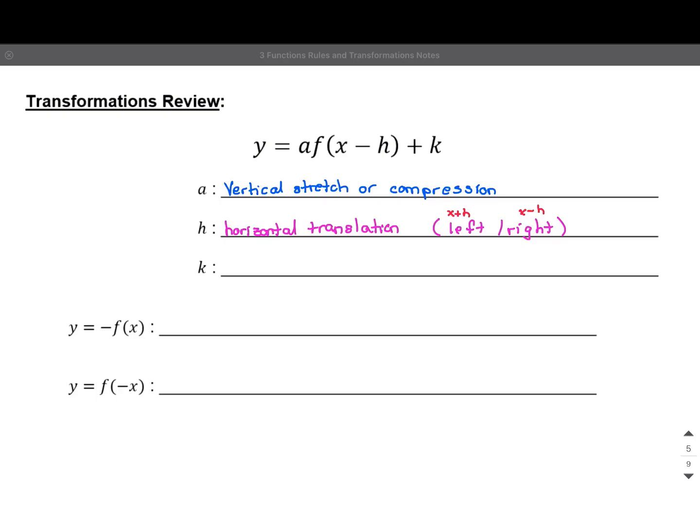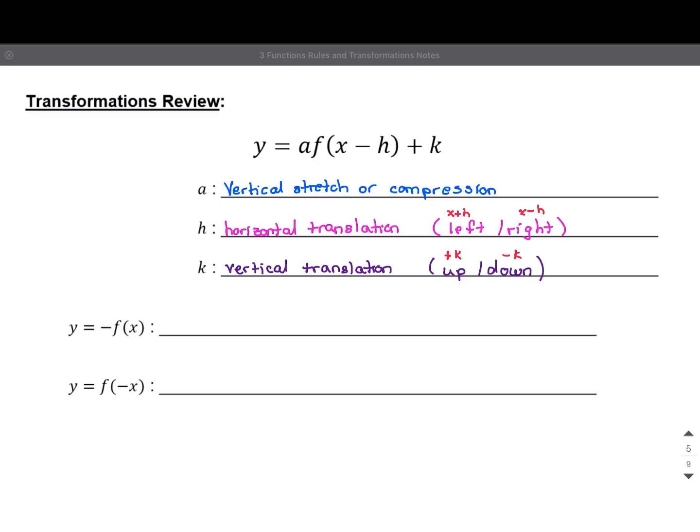Okay, then we have the k. The k is the vertical translation. That's moving the graph up or down. Up is when you're adding k outside the function. Down is when you're subtracting k outside the function.